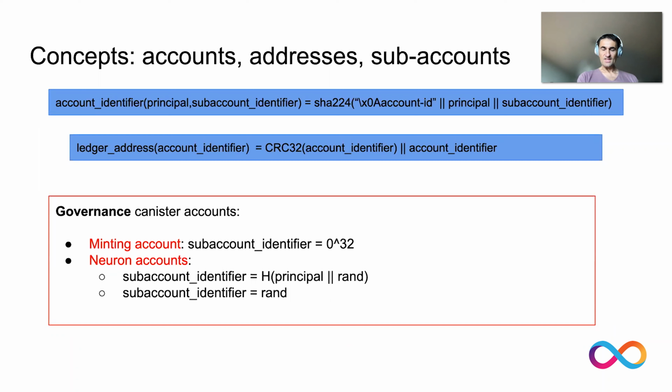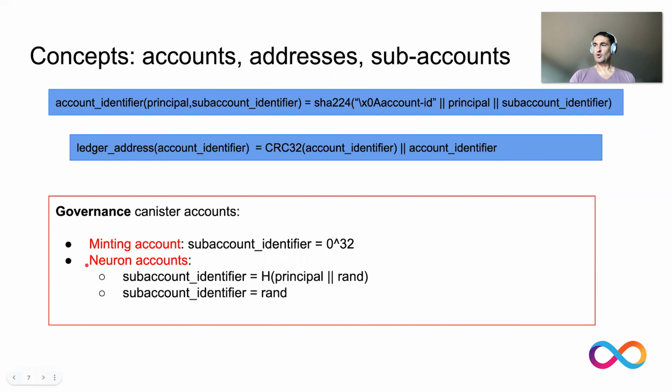So here are these two concepts in action. These are some accounts that exist on the ledger, and they're kind of special. The first account that I want to mention is what we call the minting account. This is an account of the governance canister, and is the account that corresponds to the sub-account identifier that is the all-zero string.